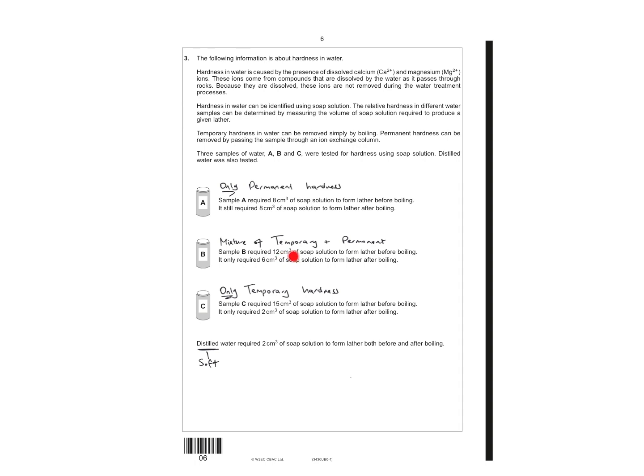B requires 12 and then 6. So it is very hard before, and then it has been softened slightly. It's not completely soft, so that means that it's a mixture of temporary and permanent, because the temporary hard water was removed with boiling. And finally, C was very hard before boiling with 15, but was completely softened after boiling to 2, which means it's only temporary hardness. And finally, look down the bottom. They've told us they use distilled water, which is soft water, and they noticed that it only required 2 centimetres cubed, so that is the soft value.